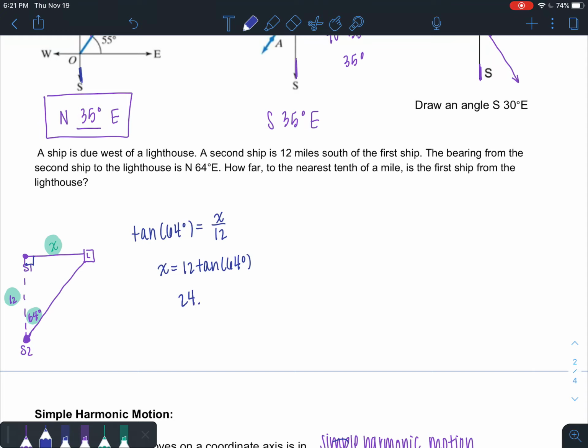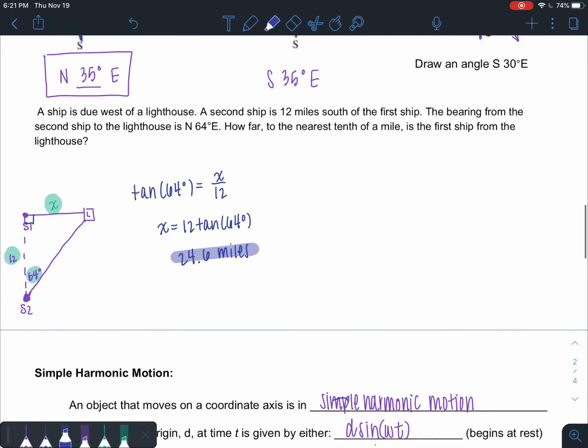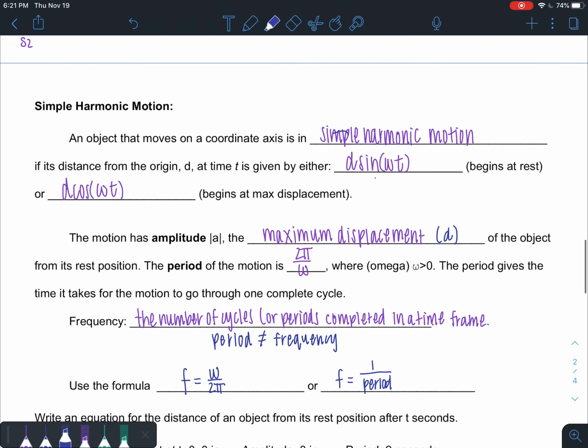And it does ask for the nearest tenth of a mile, so 24.6 miles. And we do want to label our answer. Okay, so that is why the bearing is important. It kind of gives us the direction and where to go from there.